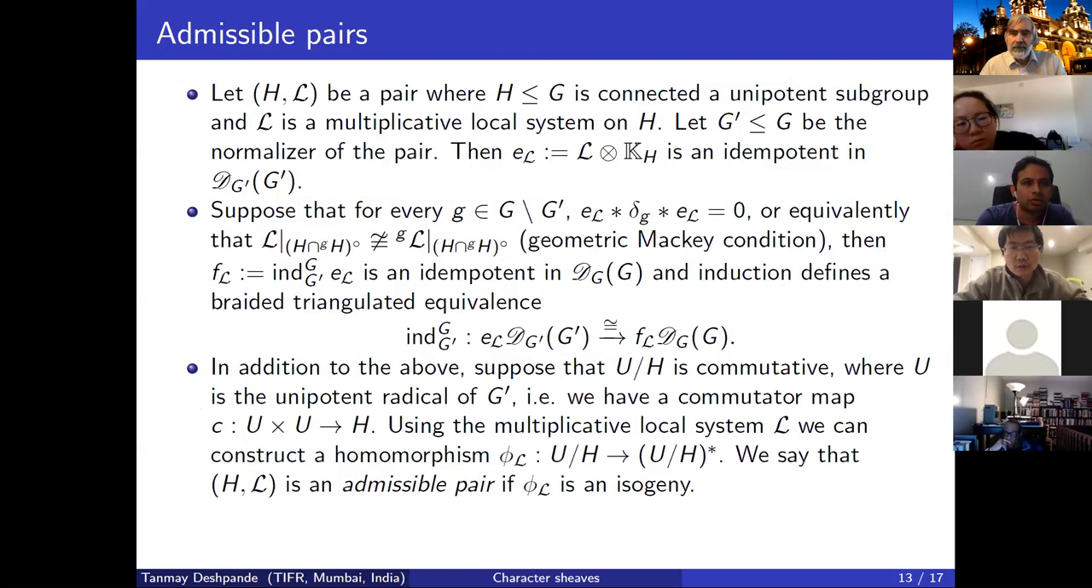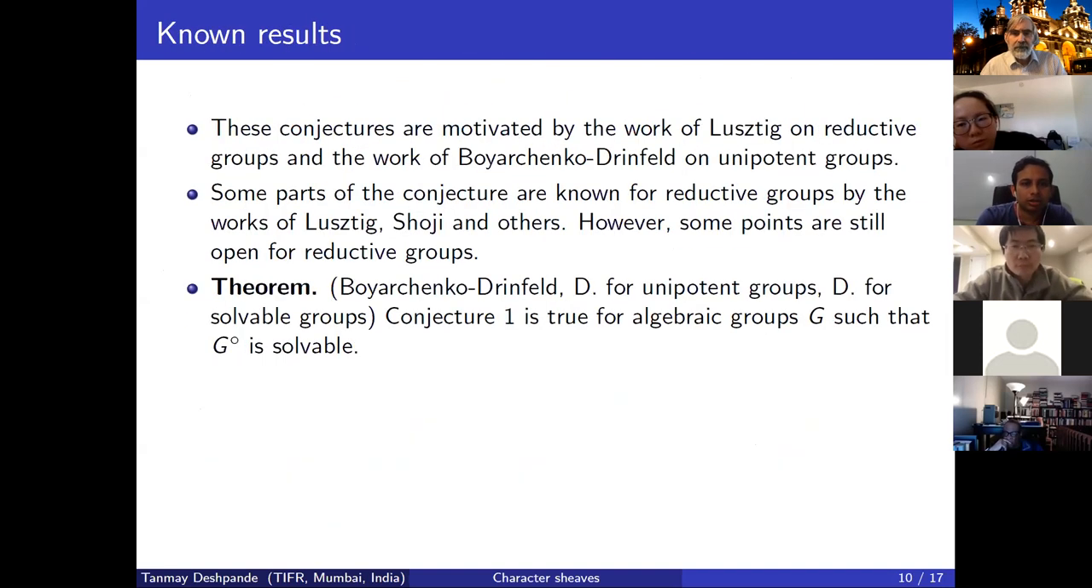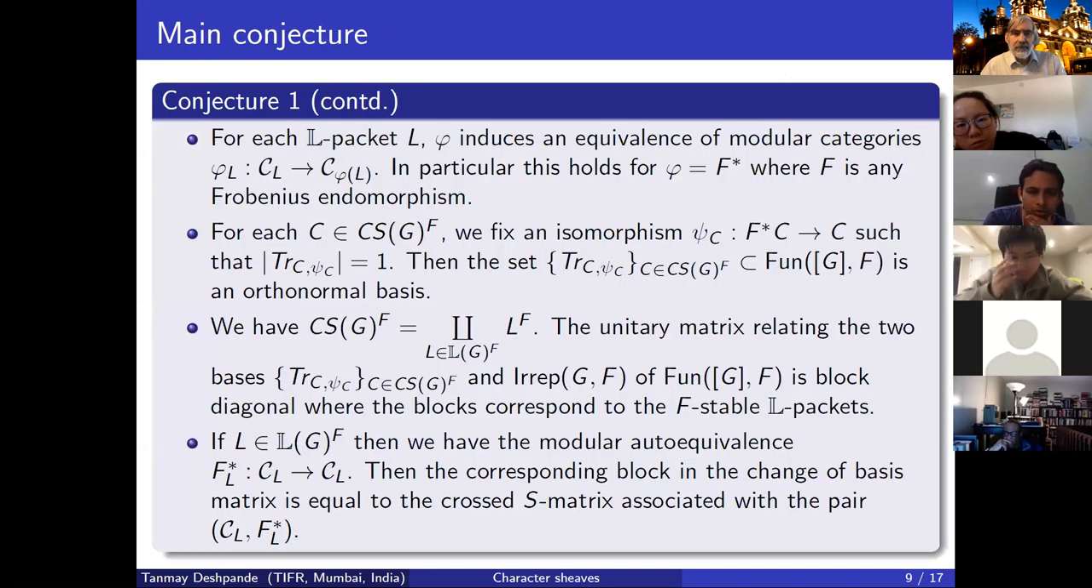Specifically, let me just go back to this last point here. If you have a modular fusion category, there is an S matrix associated to this. And if you have a modular fusion category along with a modular auto-equivalence, then there is a notion of a crossed S matrix. Basically, pullback by Frobenius is going to give this. Of course, this result is known for solvable groups. For solvable groups, this pullback by Frobenius gives an auto-equivalence of this modular category, and then this transition matrix can be defined as equal to this crossed S matrix.